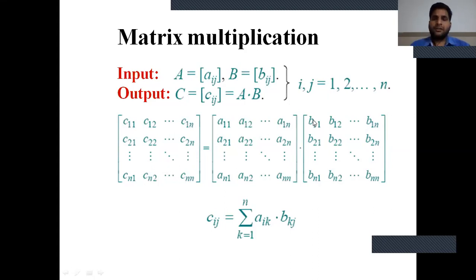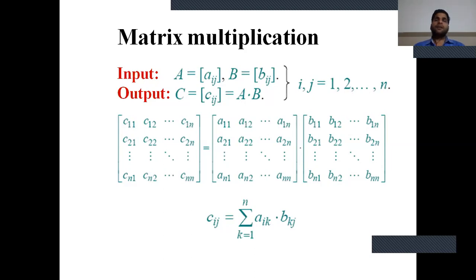Now, the next example of the divide and conquer approach is Strassen's matrix multiplication, and divide and conquer. So, first we discuss matrix multiplication. Suppose the input matrices are given as A equal to a_ij and B equal to b_ij, then we can find the output C equal to c_ij from the product of the A matrix and B matrix, where i, j equal to 1, 2, ..., n.